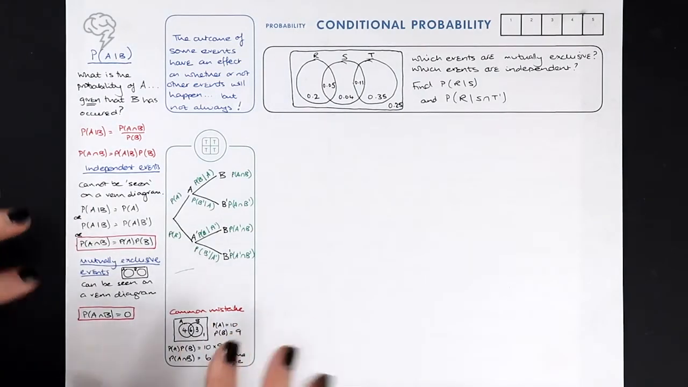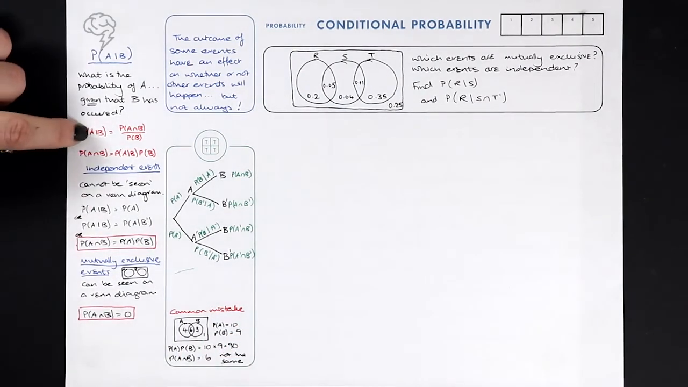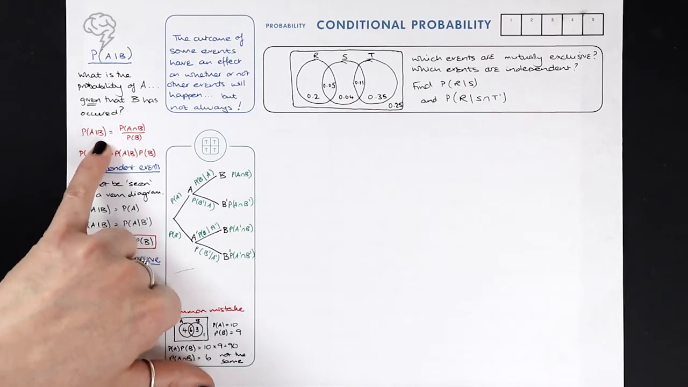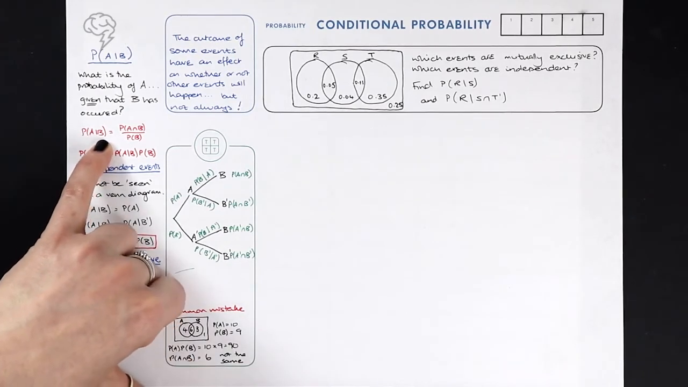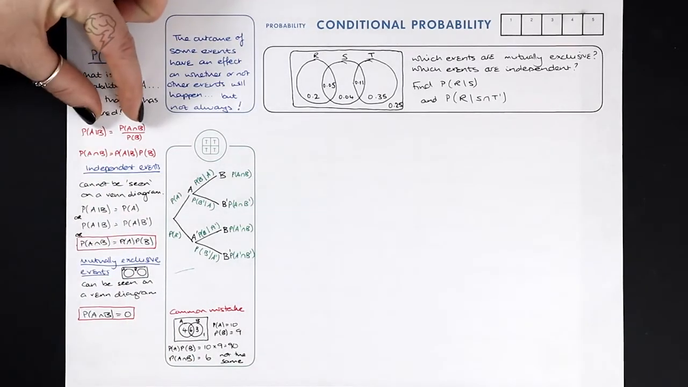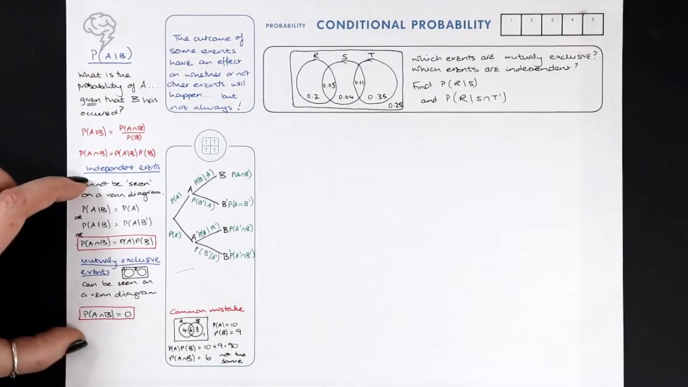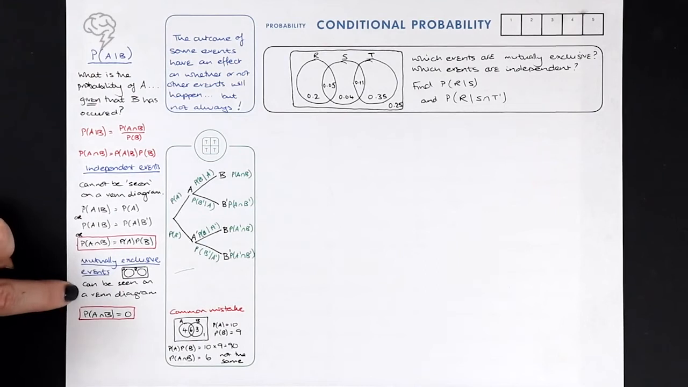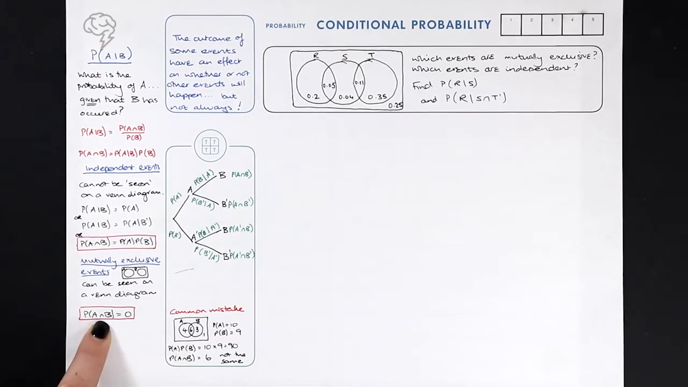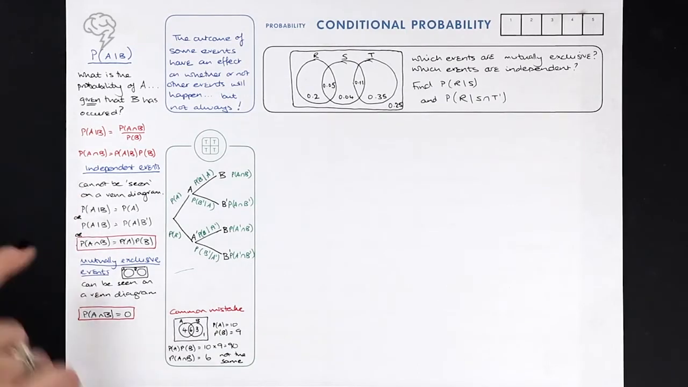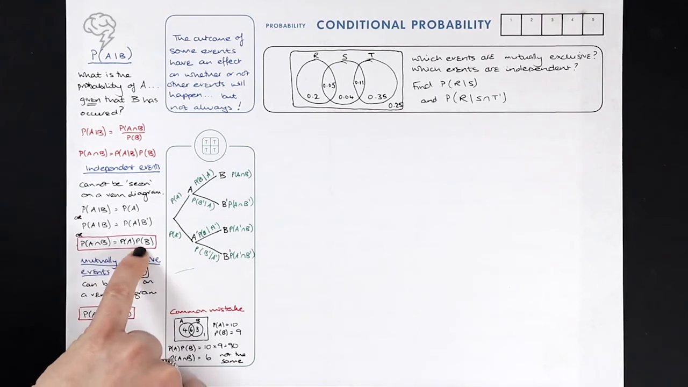So, summary again: the notation A vertical line B means what is the chance that A happens given that B is definitely happening. B has happened. This is the formula you use, which rearranged looks like that. There are two types of events you need to know the name of. Mutually exclusive: don't overlap, can't both happen, intersection is naught. Independent: don't have anything to do with each other, don't affect each other, don't make the other one more or less likely, intersection is product.